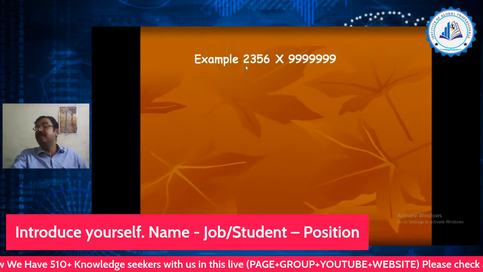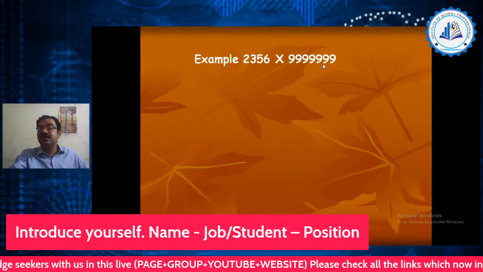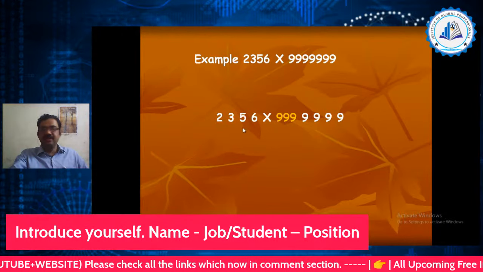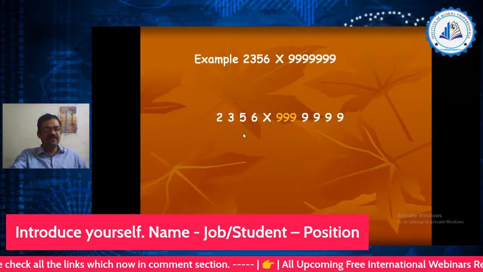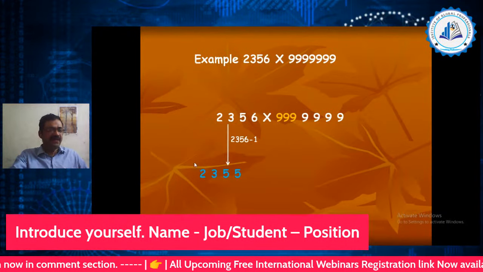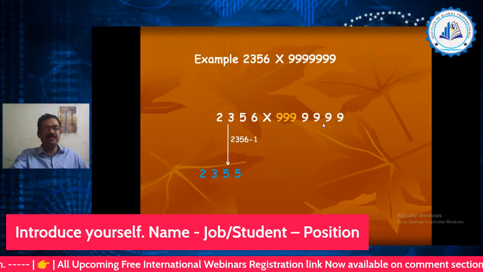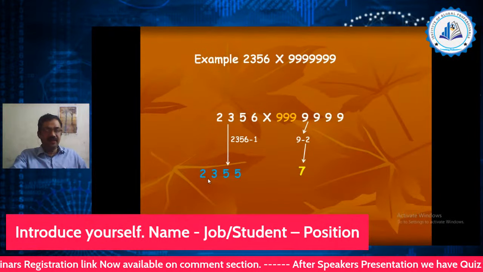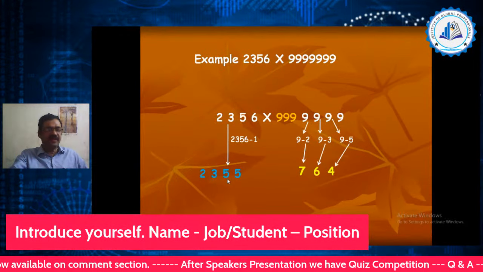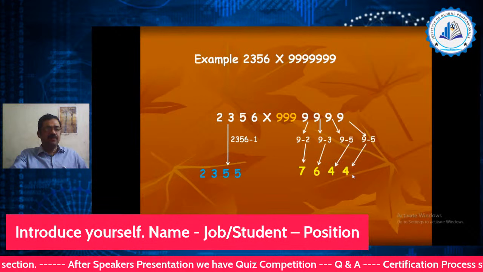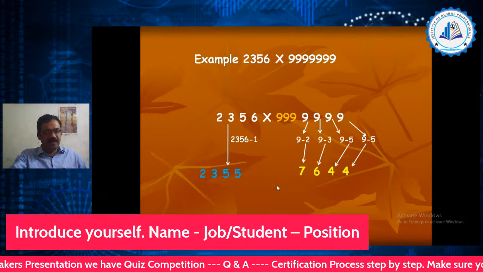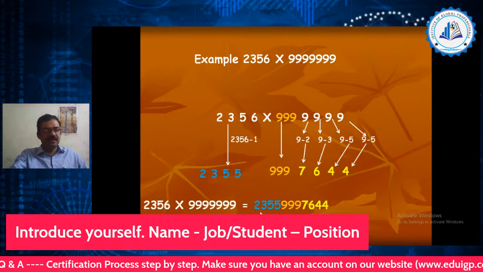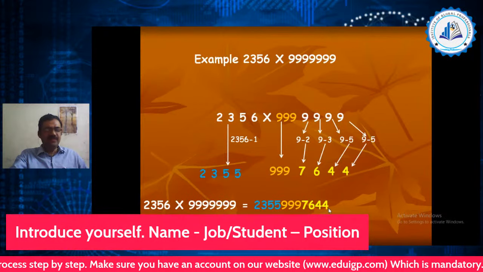If we want to multiply 2356 and 7 nines, very big. So in Vedic mathematics, first of all, we subtract 2356 minus 1, we get 2355. Here there are 4 digits, so we use only 4 nines. So first this 9 minus 2, we get 7, 9 minus 3, we get 6, 9 minus 5, we get 4, and 9 minus 5, we get 4, and 3 nines are extra, so we write them as they are. So the product of this big number is 2355999764 4.